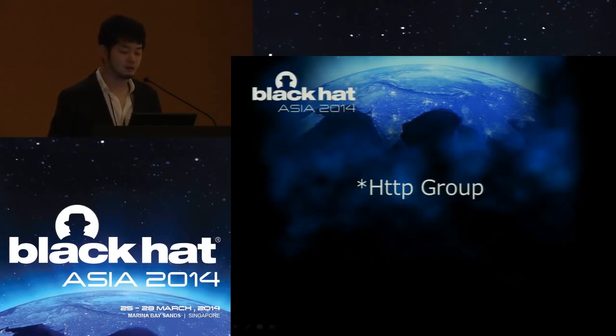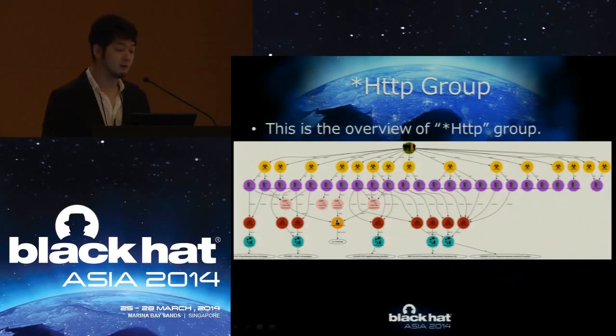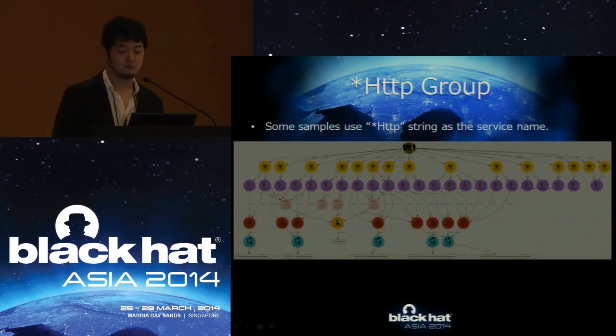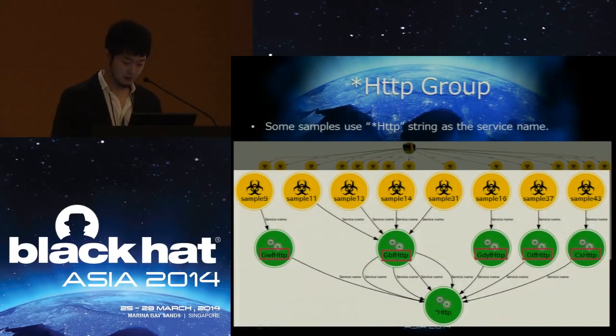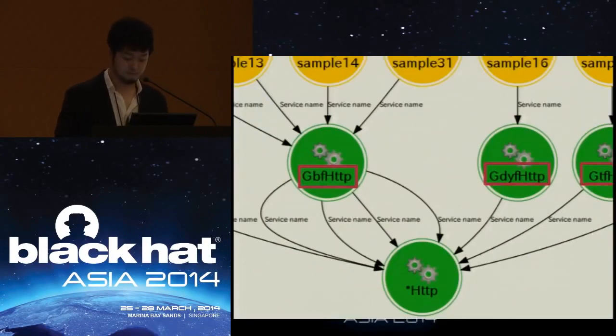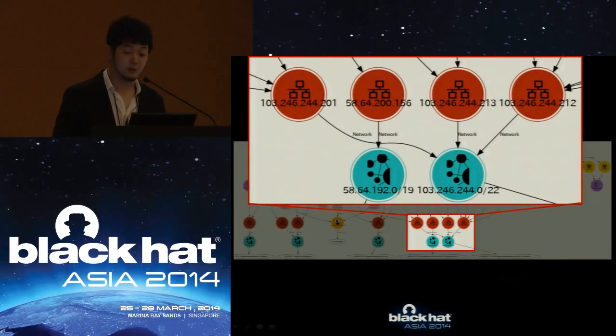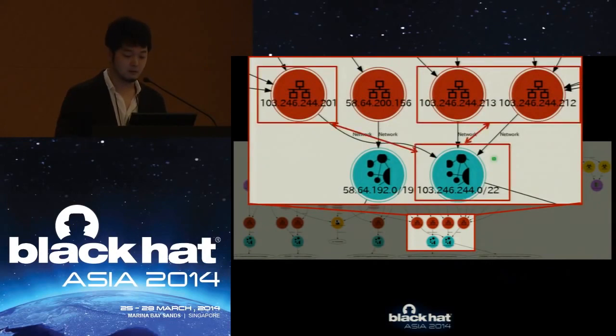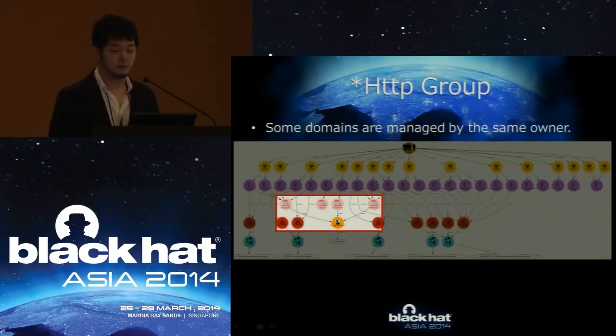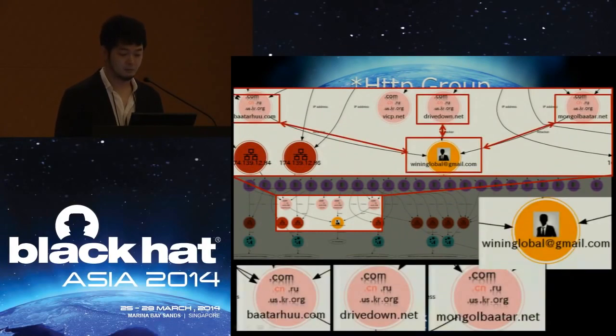Next, HTTP group. This is a complicated one. This is the overview of HTTP group. Some samples use the HTTP string as the service name. For example, GWF HTTP, GBF HTTP, and so on. And some CNC servers of HTTP group connect to the same network, this network. These IP addresses belong to this network. And some domains are managed by the same owner, winningglobal@gmail.com. These domains are managed by him.